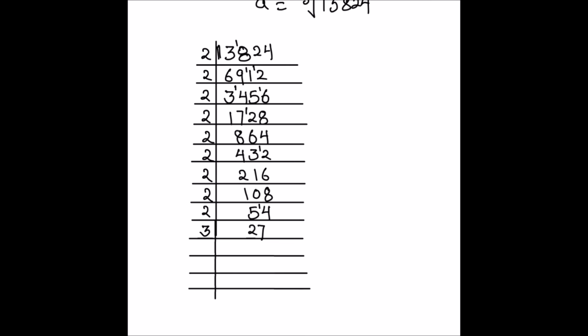27 is an odd number. It is not divisible by 2. So we'll use 3 to divide 27. 3 times 9 is 27. 3 times 3 is 9. And 3 times 1 is 3. Now the number is fully divided. Let us write the number as the product of its prime factors.